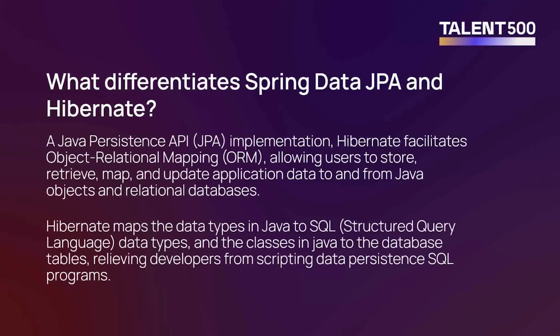So basically, in order to allow the user to do the CRUD operations to and from Java objects and relational databases, Hibernate helps. Hibernate maps the data types in Java to SQL, which is structured query language, and the classes in Java to the database tables, relieving developers from scripting data persistence SQL programs. So this is what Hibernate is and what it does.